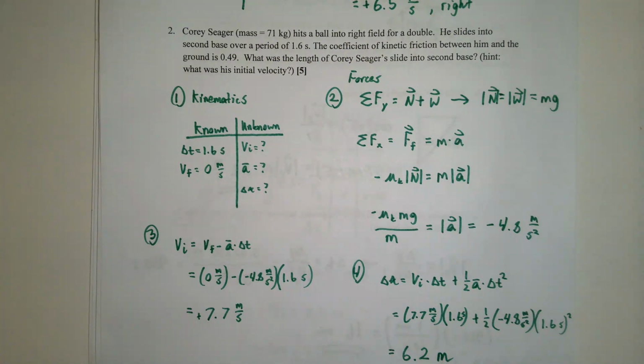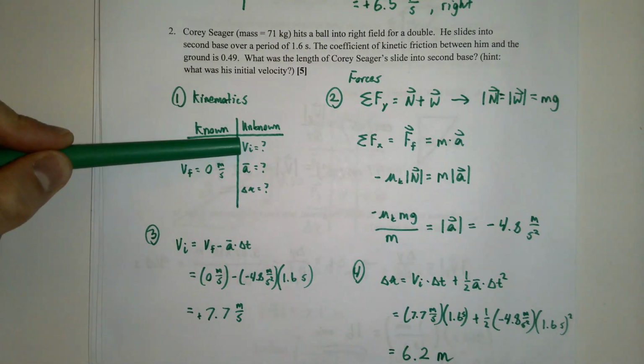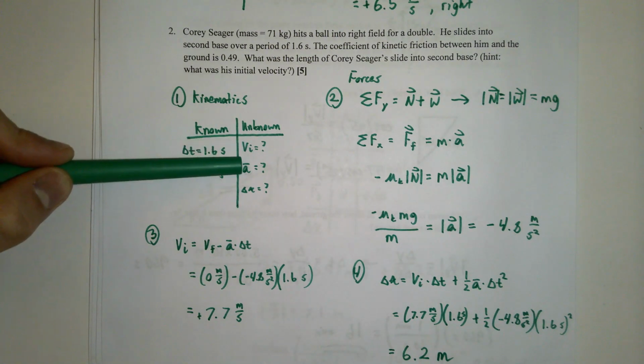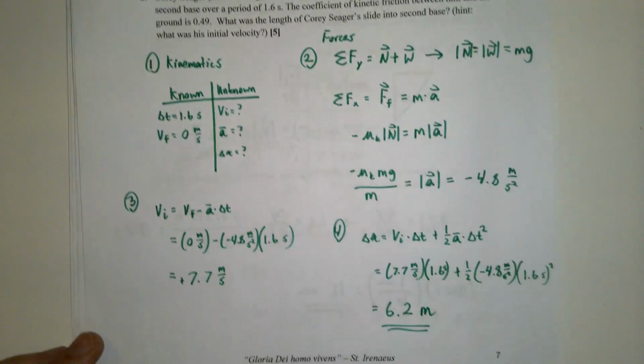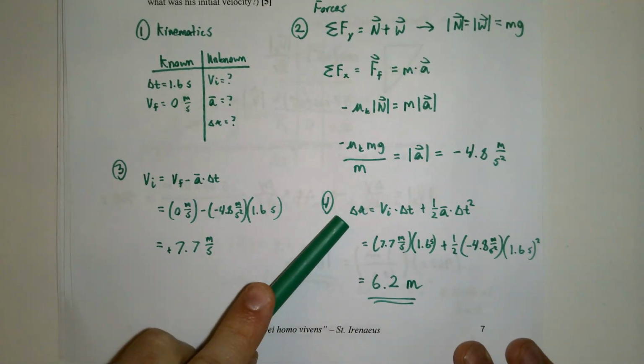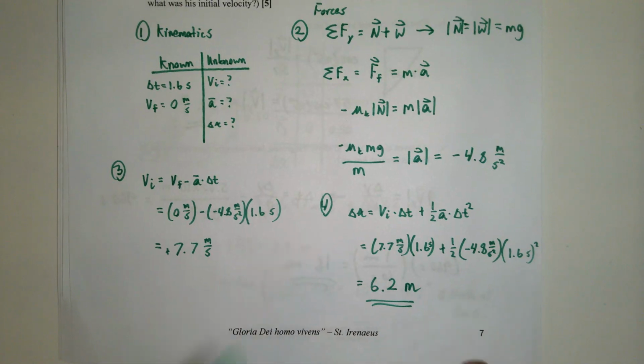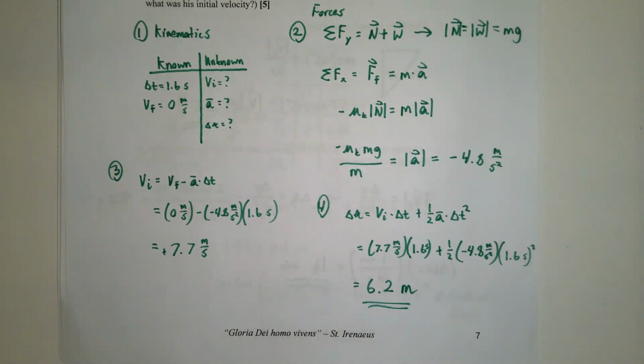Those four variables are not found in one kinematics equation, so we had to find this initial velocity here, after we'd found his acceleration, in order to finally find his displacement. We use the second kinematics equation here to find the total displacement that his body underwent as he slid into second base. So he slid for 6.2 meters. That is an extremely long slide.